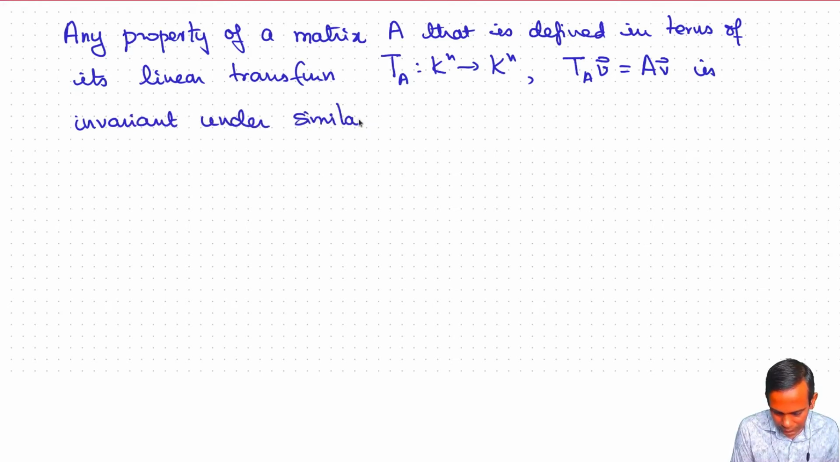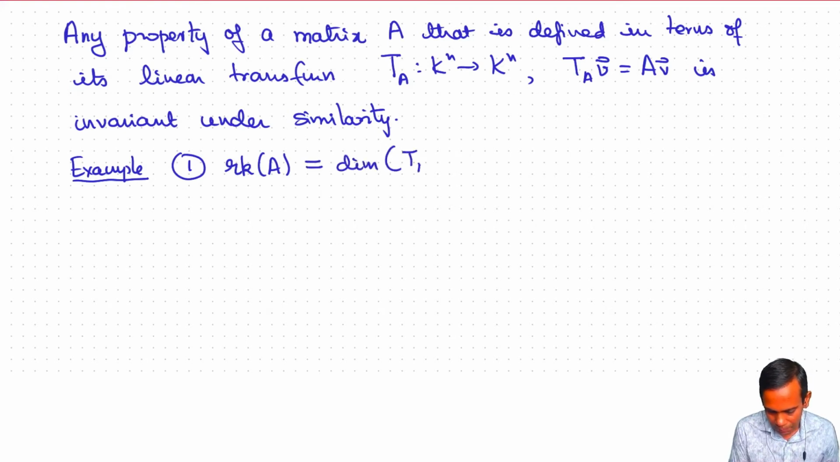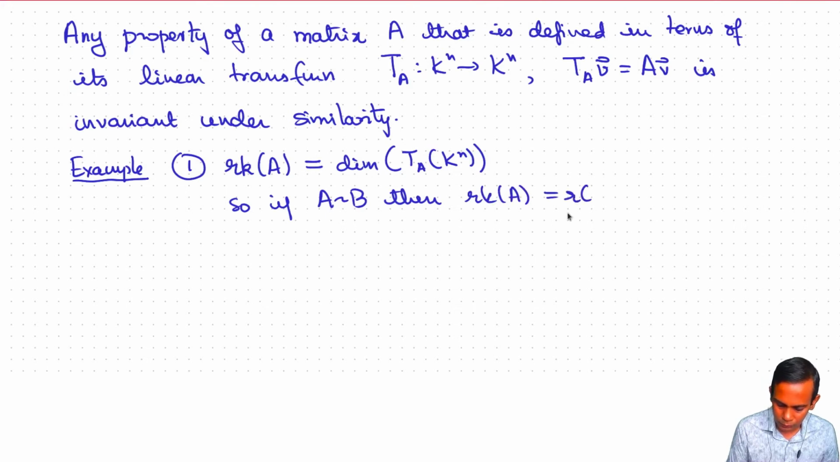That means if you replace A by a similar matrix, then this property will not change. So for example, if you take the rank of a matrix A, you can define it purely in terms of the linear transformation TA. This is the dimension of the image of TA. So if A is similar to B, then rank of A is equal to rank of B.